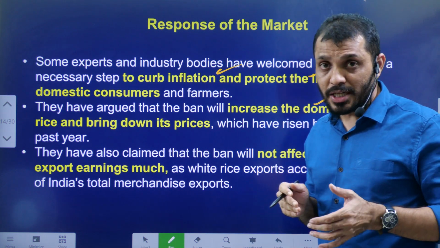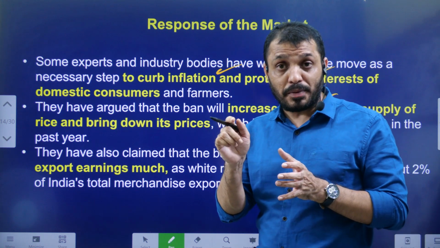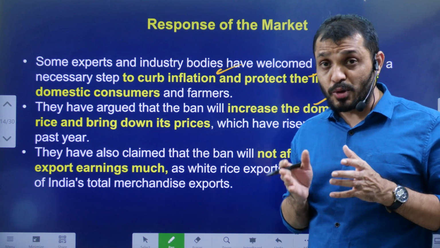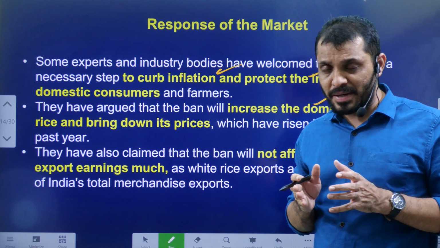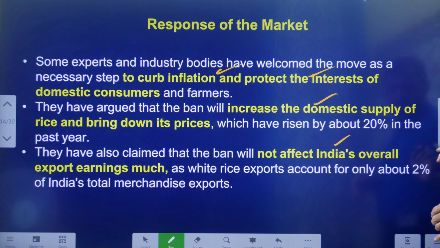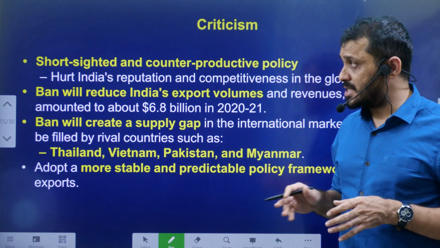Because some of you may argue that if you come up with this minimum export price, rice will not be exported out of India. That means obviously our export will be lowered. That might be your argument. But it won't happen also because this trade volume is very less.